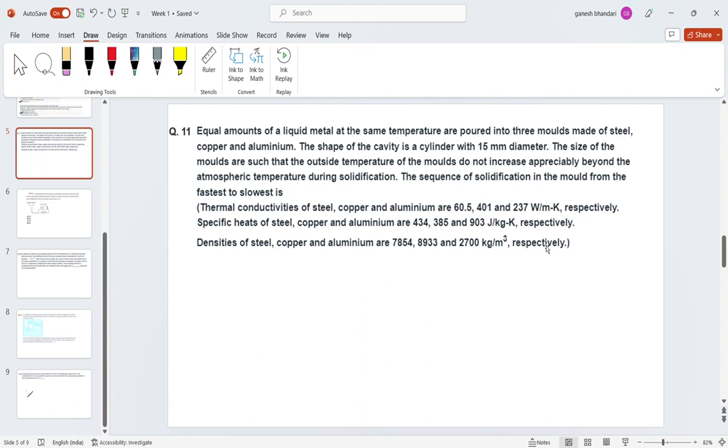Can you say what the sequence of solidification in the mold will be, where it will be fastest and where it will be slowest? You need to tell for steel, copper, and aluminum, which will be highest to lowest. Can you say?